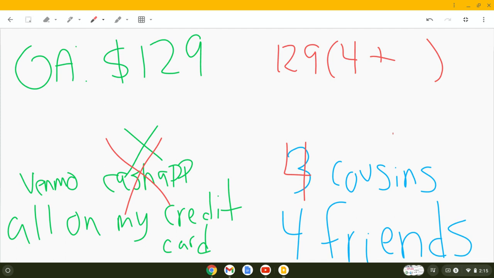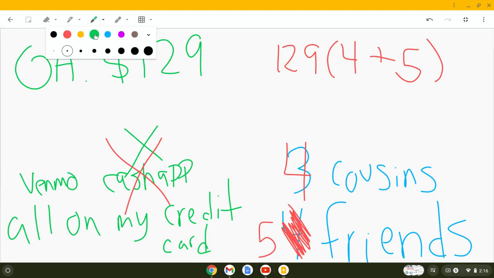Plus, you know what? I said 4 friends, but I know at the same time I'm gonna have my boy JT. JT is gonna come through last minute, so let's make it 5 friends. So I know I'm paying for the 4 cousins plus 5 friends. So I need to figure out what is going to be the total price for that. So let me just distribute that $129 amongst us 4 primos and the 5 friends that are tagging along.